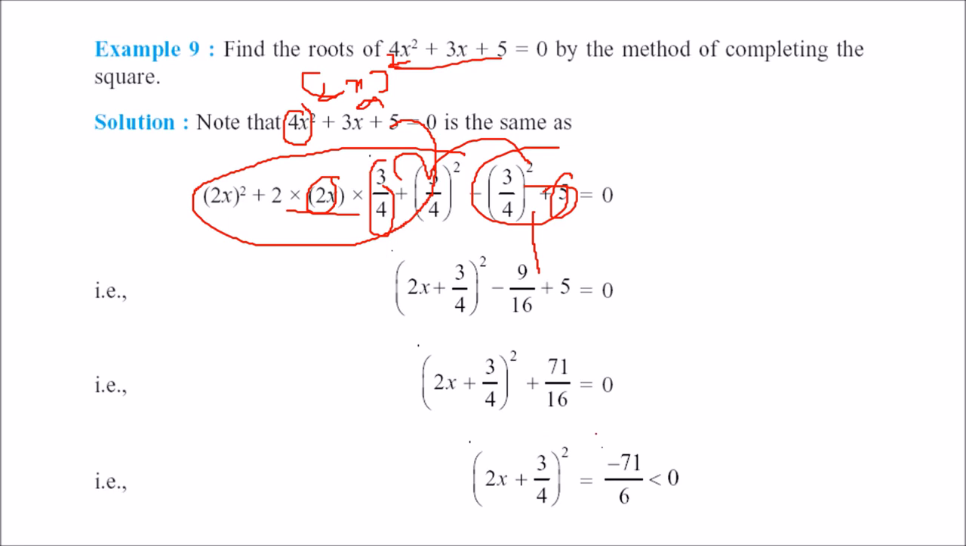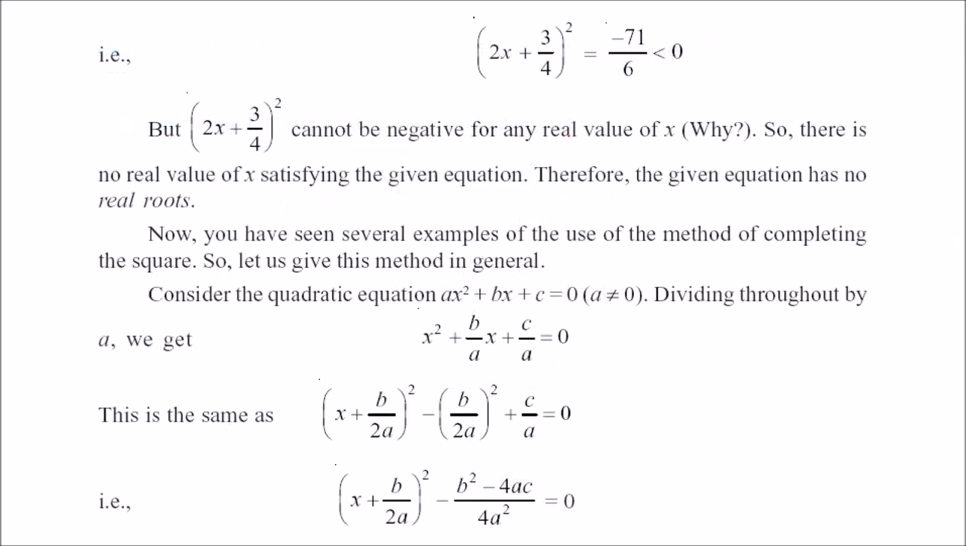Now here a situation has arisen. What? 71 by 16, if we place it on the right side, we get a minus, and no square can be equal to minus 71 by 16. So we say that if this square equates to any negative value, which is not possible, so this equation has no real roots. There are no real roots.